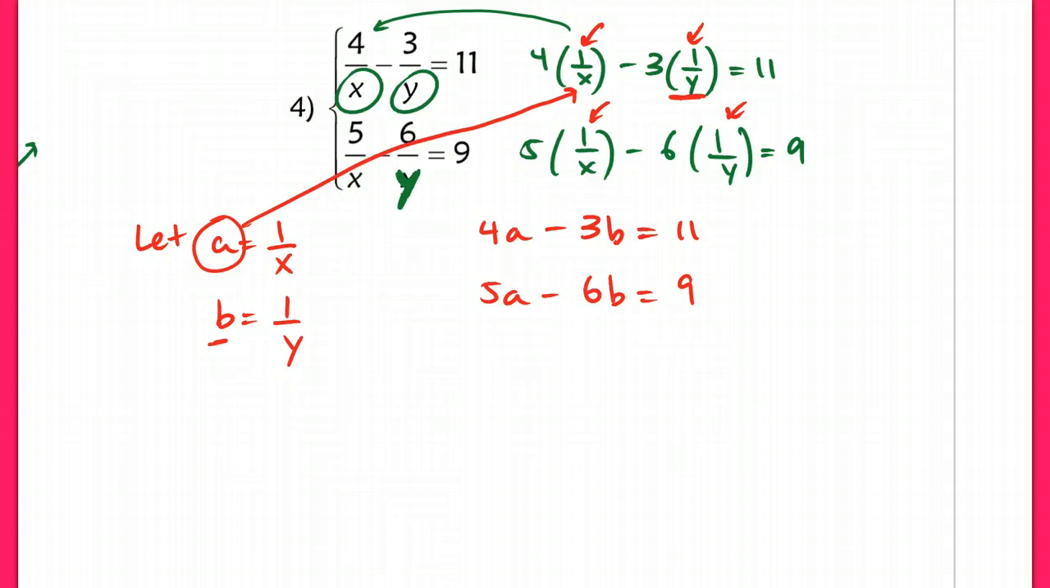Now this is a pretty easy system for me to solve. It looks totally normal, and I can use elimination and multiply just the top here by a negative 2 so that I get a positive 6 here.